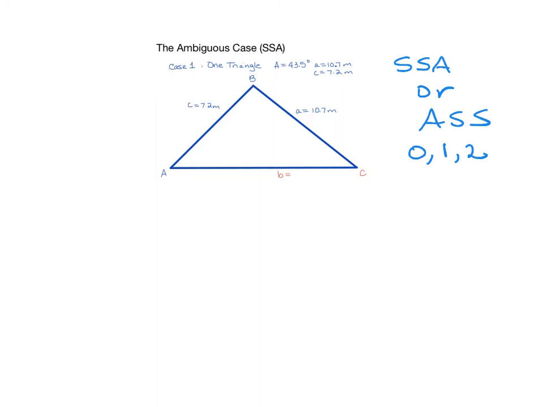When I have the ambiguous case, I'm going to solve for C first. So here what I need to do is go ahead and label. I need to put in here angle A, 43.5. I've already labeled little a and little c. So let's go ahead and find angle C first. So again, I'm going to set up my given, which is little a and angle A. So 10.7 over the sine of 43.5. I'm going to set that equal to 7.2 over the sine of C.